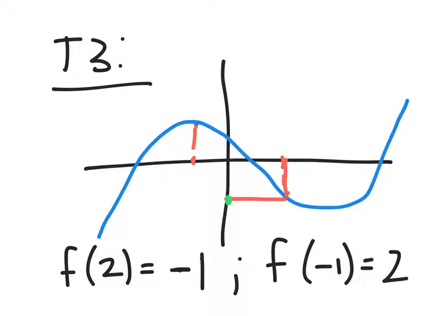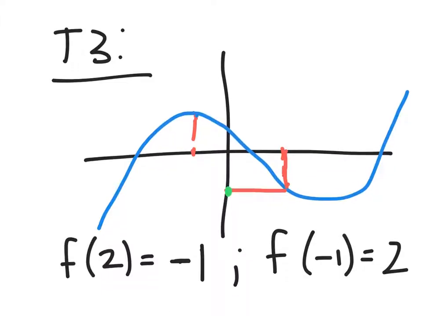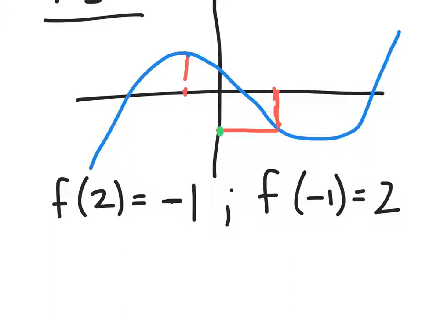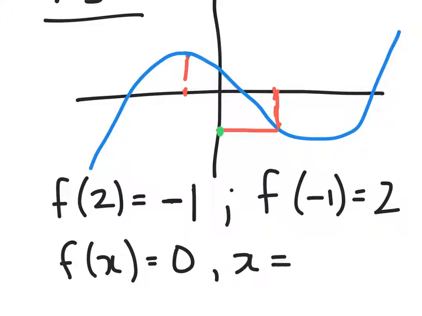Alternatively, the question you could be asked is this. You could be told that f of x equals 0. So find the value of x. So that means your input gives an output of 0. So that means your y is 0. Okay, your output is 0. Your y, what's your input? So look, your y is 0 here, and your y is 0 here. Your y is 0 here. So there's 3 possible values.